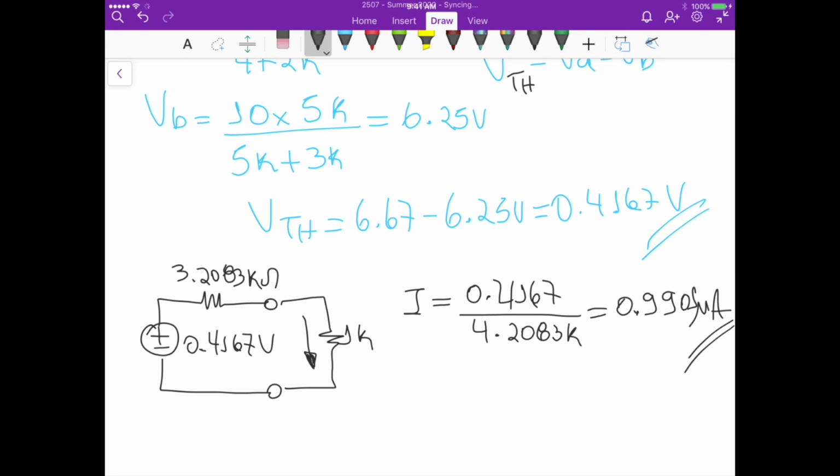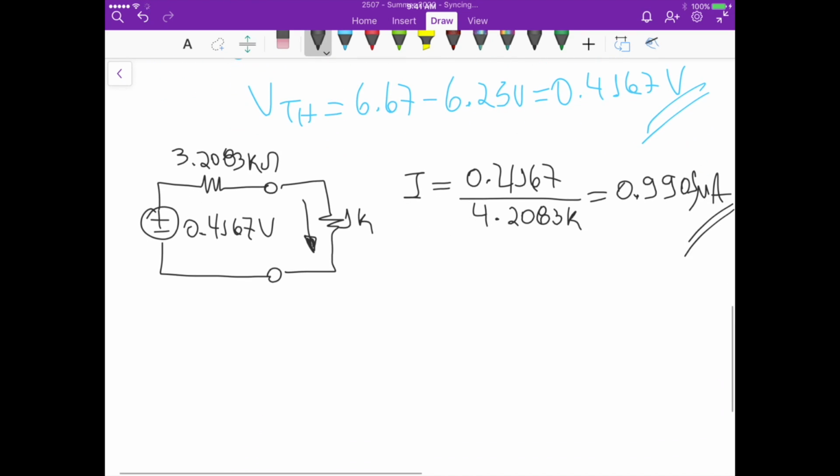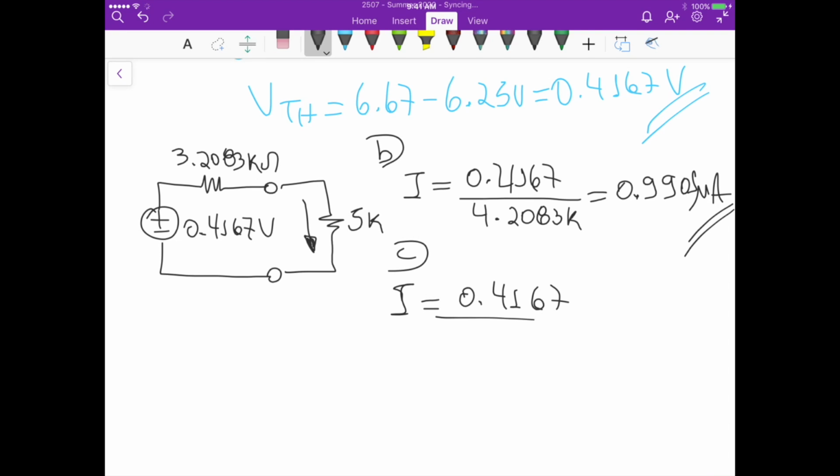microampere, right? Now for part C, we have to calculate this current again, but now the value of the resistor just changes to 10K, right? So in this case, I equals 0.4167, divided by 10K plus 3.